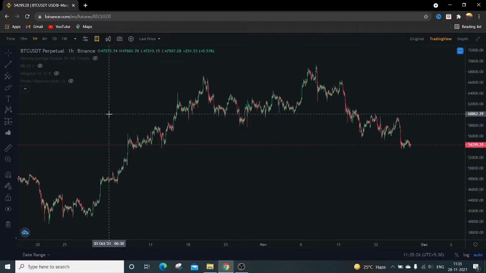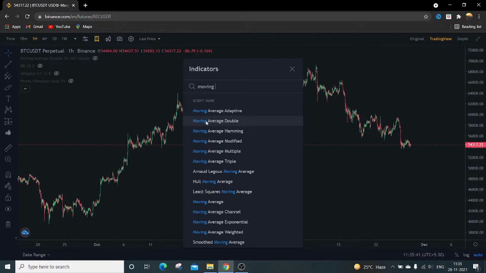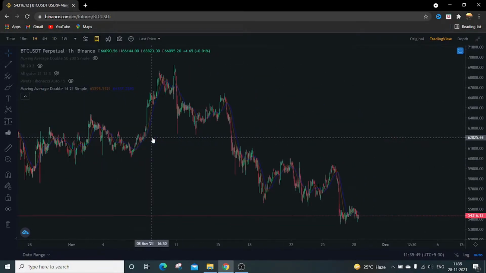To enable the moving averages, I go to the technical indicators, click on it, then type moving averages. I'm going to use two moving averages, so that's why I'm choosing moving average double. Then this will pop up and it is showing on the chart.